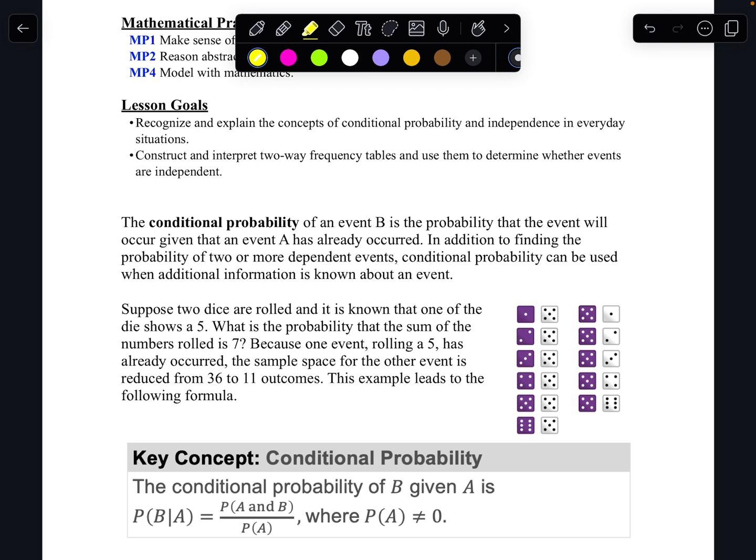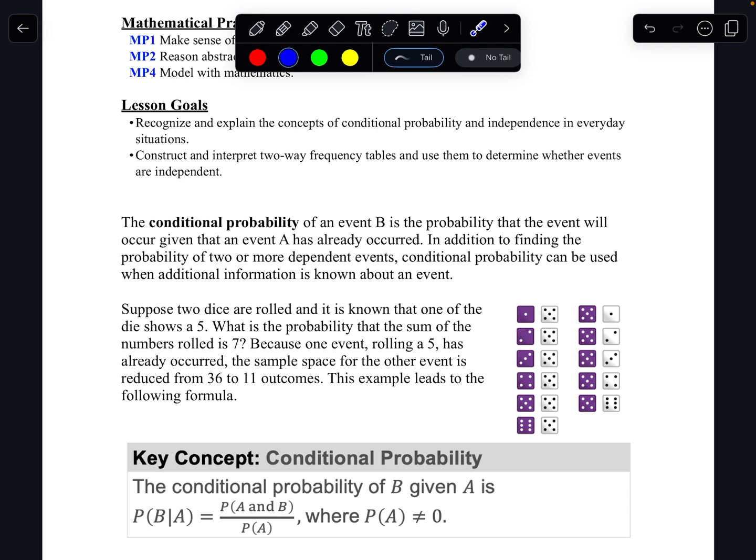So for example, let's take a look at this picture with these dice. Suppose you have 2 dice that are rolled. It's known that one of the dice is 5. So instead of looking at all of the ways I could roll 2 dice, I look at all the ways I could roll 2 dice where one of them is 5. Notice on this one, instead of 36 choices, there are 11 choices.